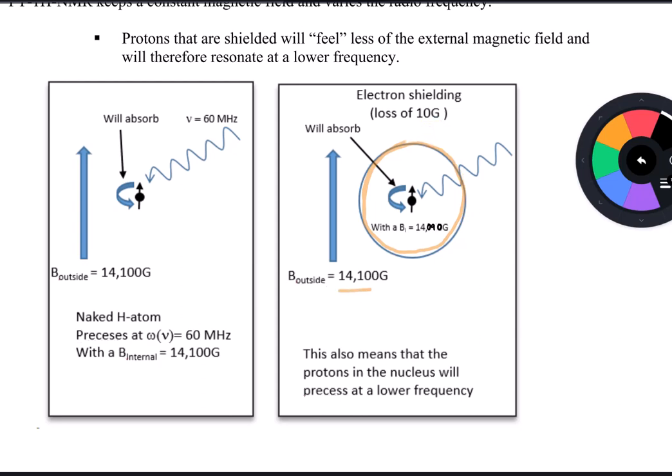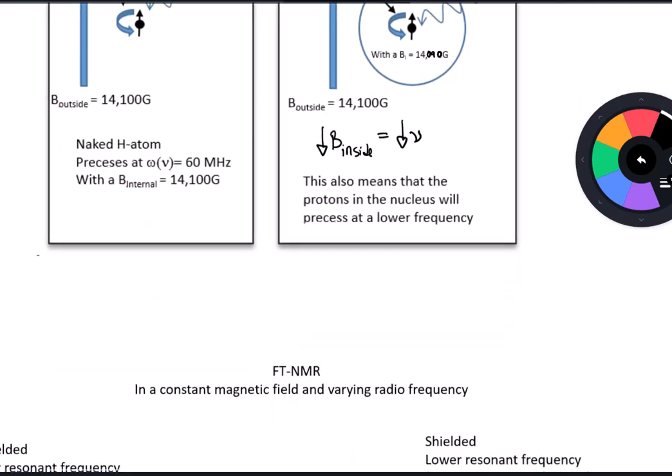So our outside magnetic field is kept constant, remember, with FT NMR. So our incoming frequency here comes in, and it doesn't couple right off the bat, because at 14,090 Gauss, we have a lower B inside, which means that we have a lower frequency of precession. So that incoming frequency can't be 60 megahertz anymore. It needs to be smaller than that, or lower. And that will show up over on our right-hand side when we look at our NMR spectra.